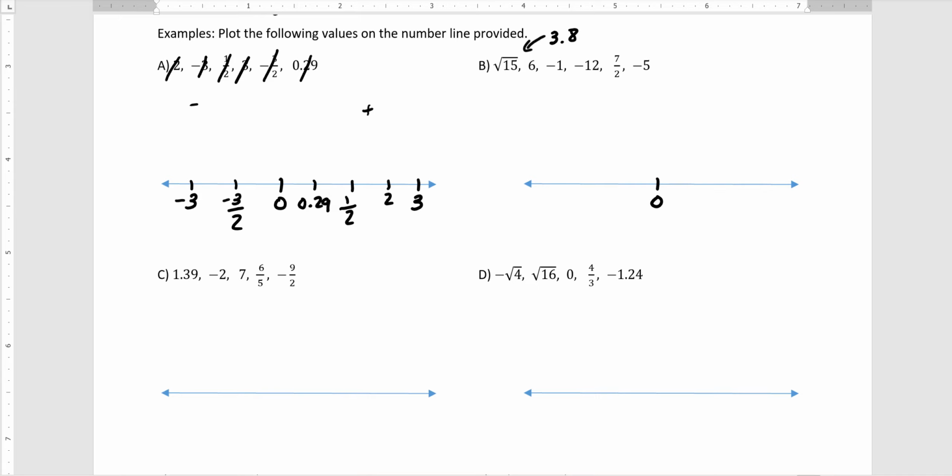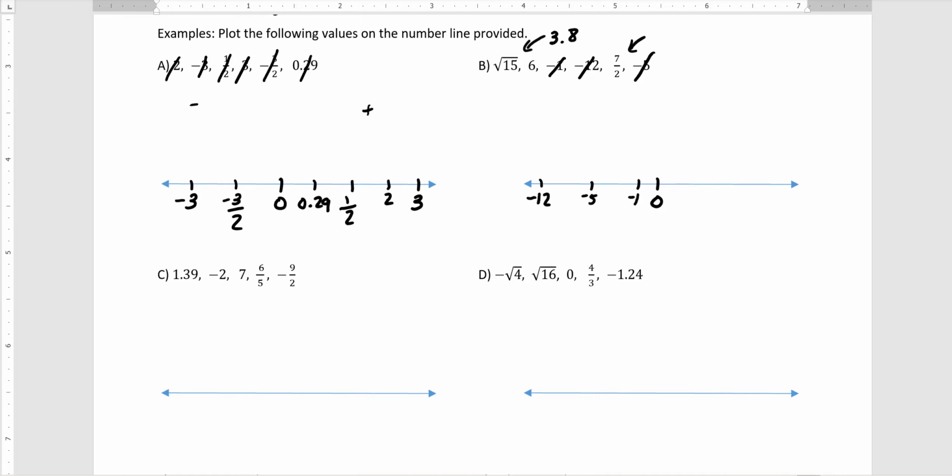Alright, so now I'm looking at my negative numbers. I got negative 1, negative 12, and negative 5. So negative 12 is the least number there. And then it'd be negative 5. Then negative 1 falls in right there. I've got those 3 taken care of. Now looking at my positive numbers, I have 7/2, I have 6, and I have the square root of 15, which we know is about 3.8.